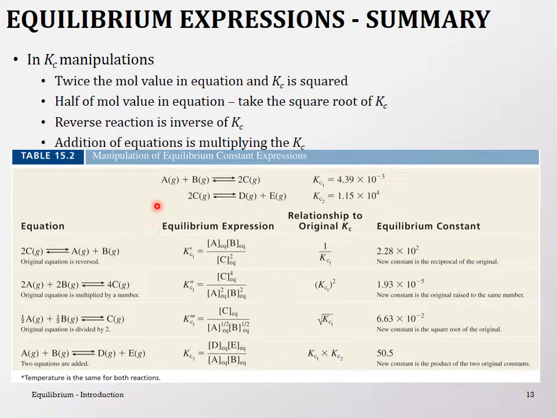So here is an equation, for example, A plus B to give 2C. If you inverse the equation, you inverse the Kc. If you double the equation, then you square it. If you half the equation, you square root the Kc. And if you want to add two equations up, to get rid of this C here, for example, then you would multiply Kc1 and Kc2. So fairly easy things to do. I would keep this one handy in case you get confused, but this is how you would manipulate the Kc expressions.